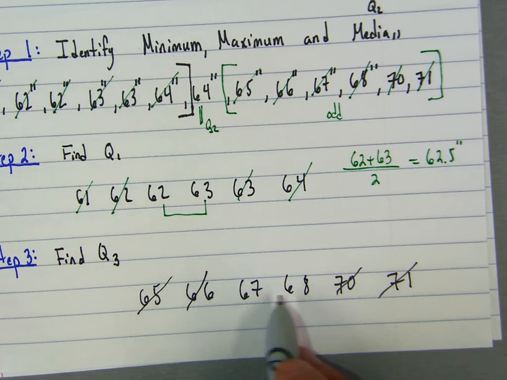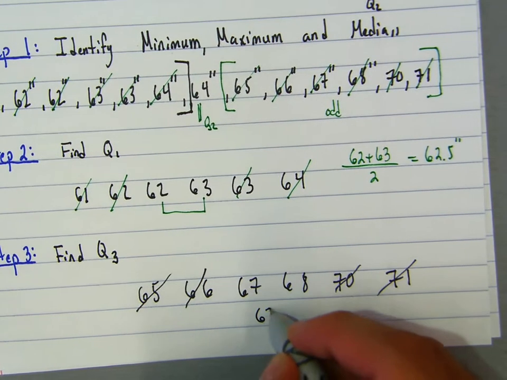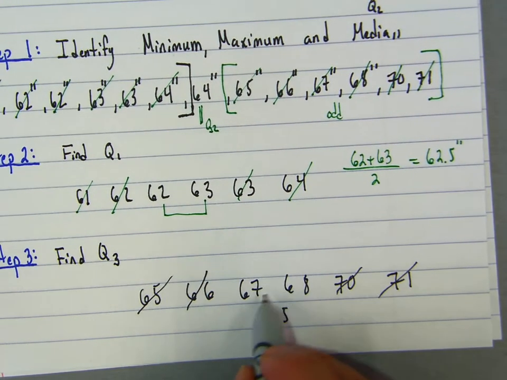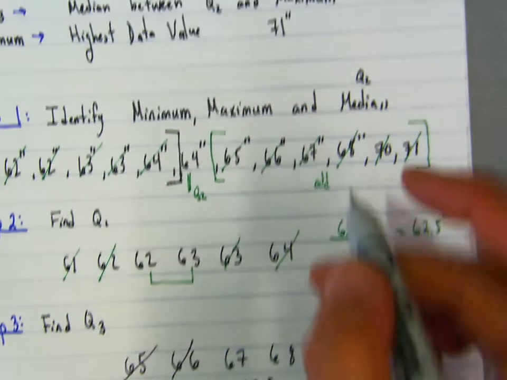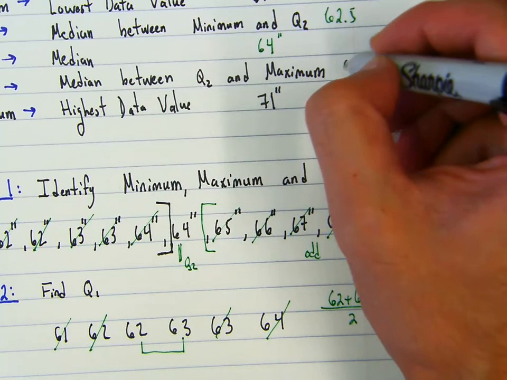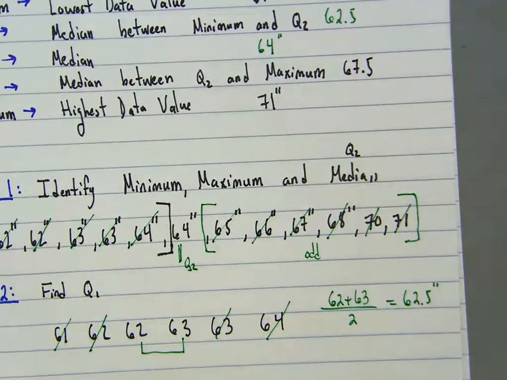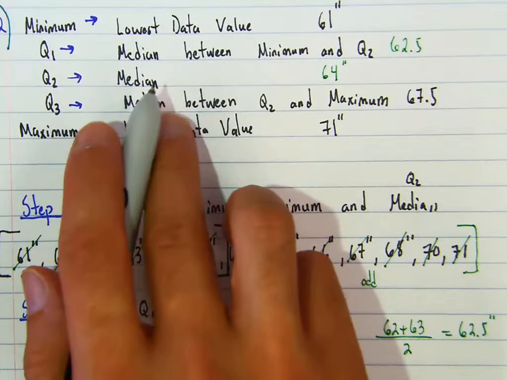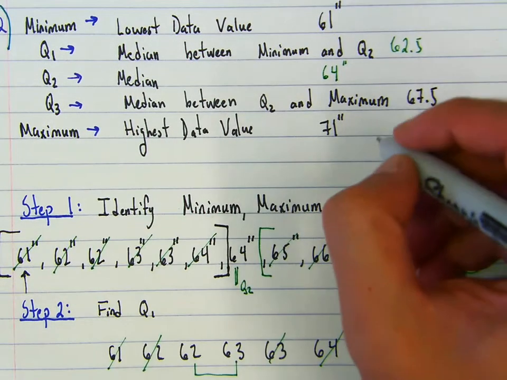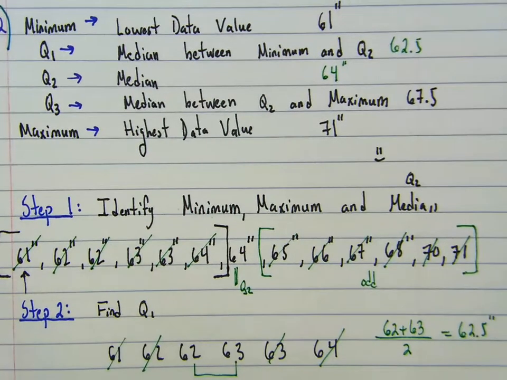What's the average of these two numbers? It would just be 67.5. It's what's in between that. And then what is this one? This is right here, 67.5. And that would be Q3. Okay, I know this was a lot, so we'll put a little happy face.